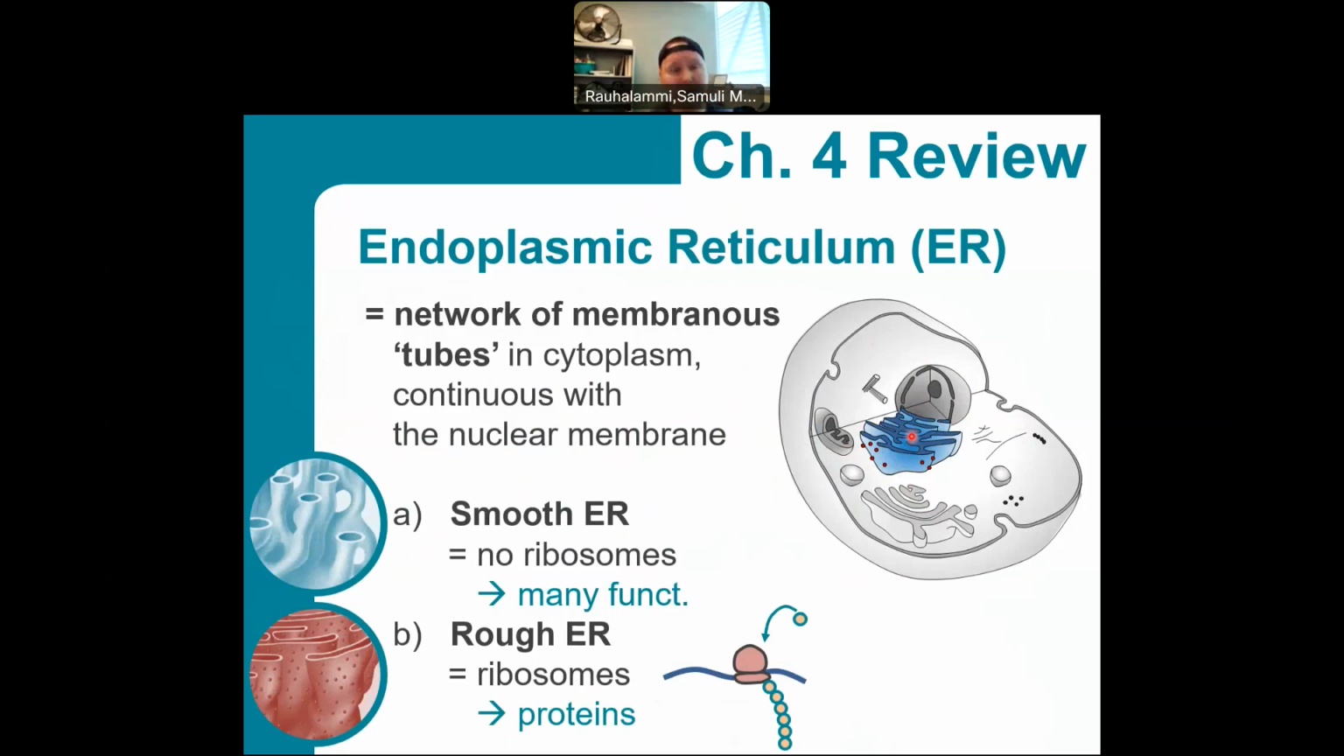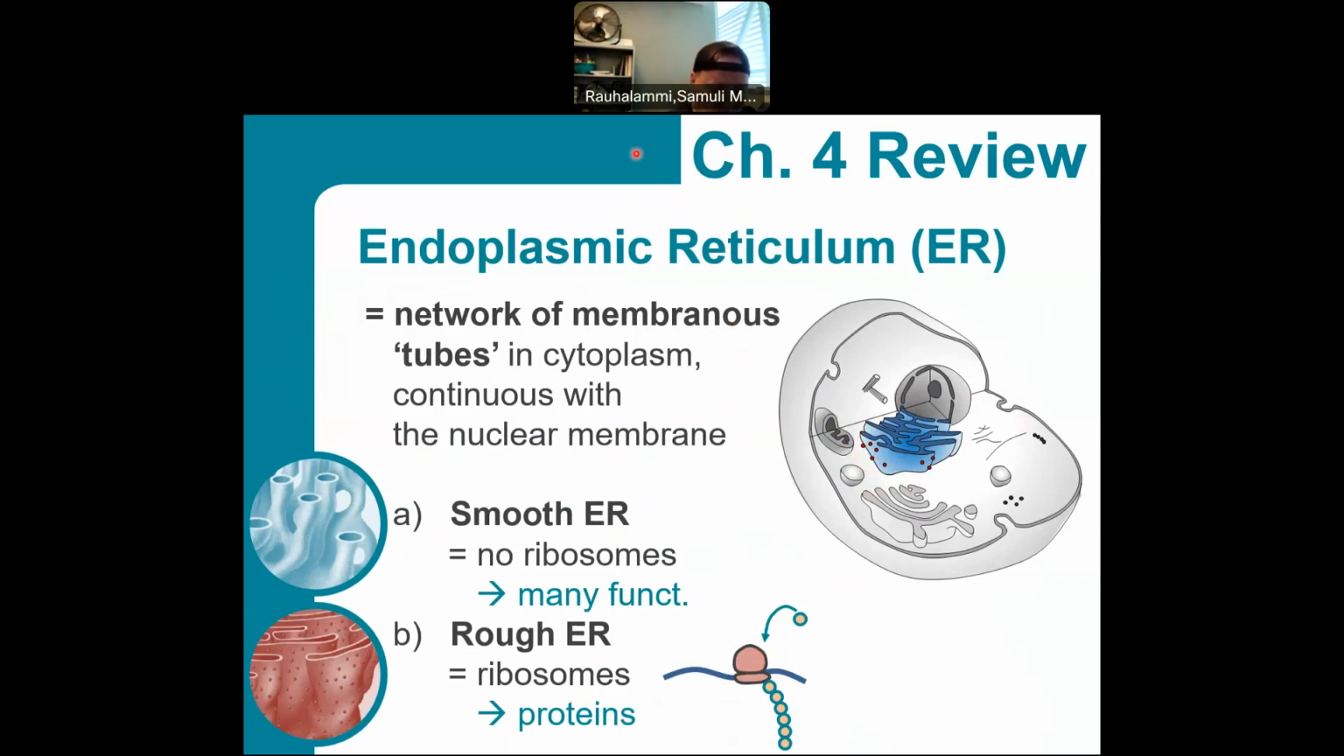We also have rough ER, and in the case of rough ER, there are ribosomes attached to the surface of the endoplasmic reticulum, and these are the sites where we are producing proteins from the RNA. So ribosomes are responsible for the production of proteins. So two types of ER: smooth ER, where there's nothing on the surface, and rough ER, where we have those ribosomes attached to the surface.